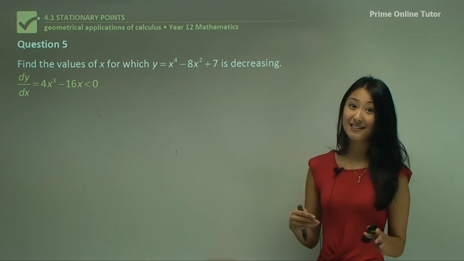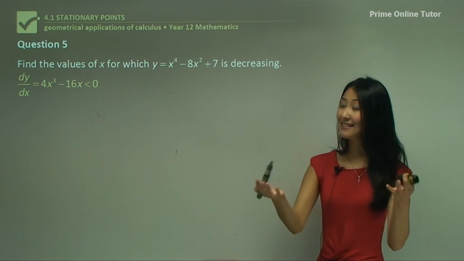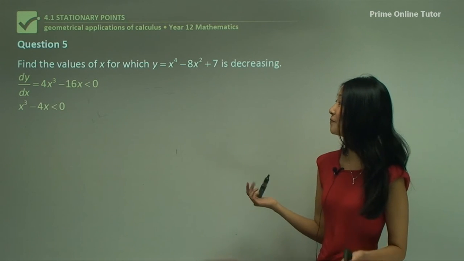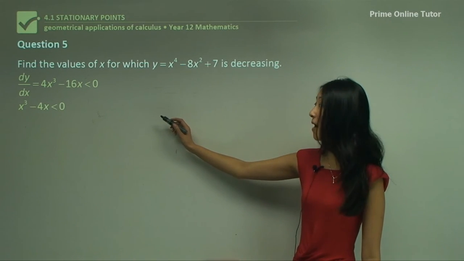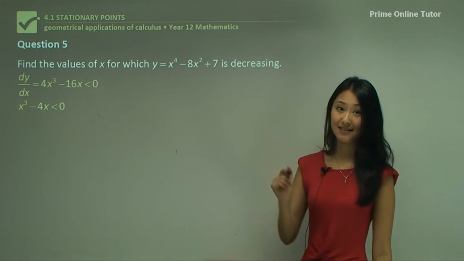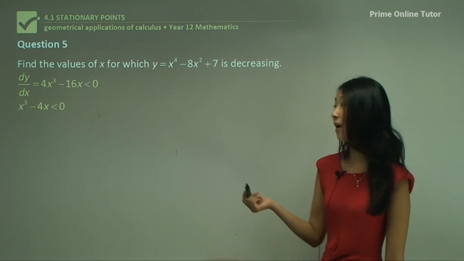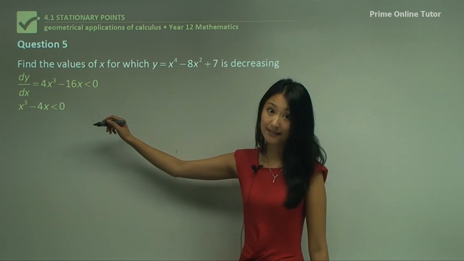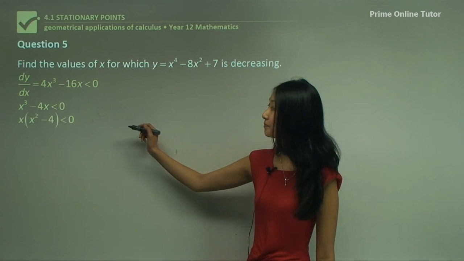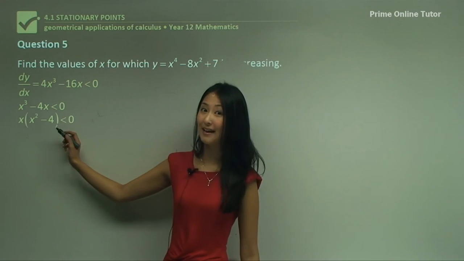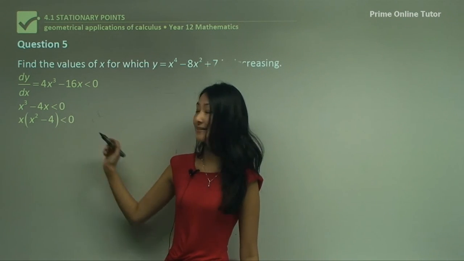So 4 and 16, anything we can simplify? Exactly, divide everything by 4. So we get x cubed minus 4x is less than 0. And you can see here we can take out one of the x's because that's a common factor. So we have x(x squared minus 4) less than 0.